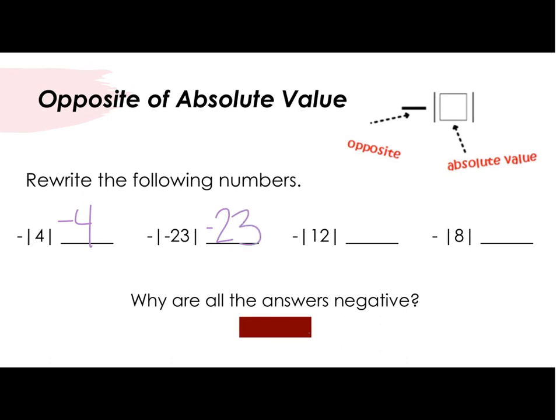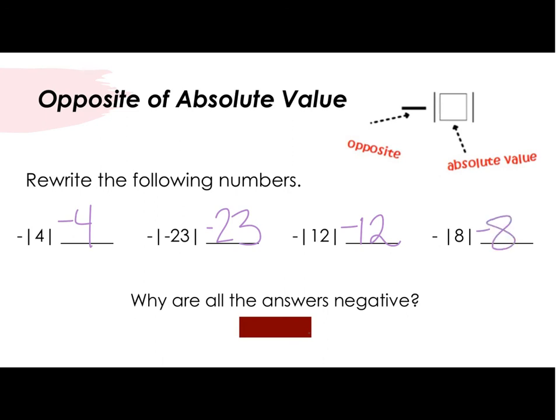The opposite of the absolute value of 12. The absolute value of 12 is 12. The opposite of that is negative 12. The opposite of the absolute value of 8. The absolute value of 8 is 8. The opposite of that is negative 8.